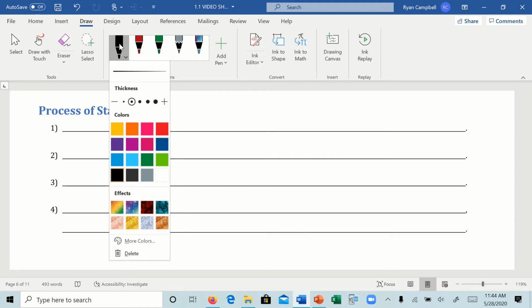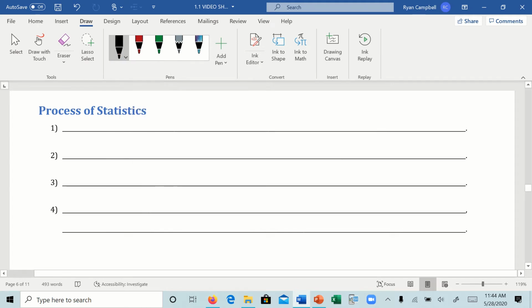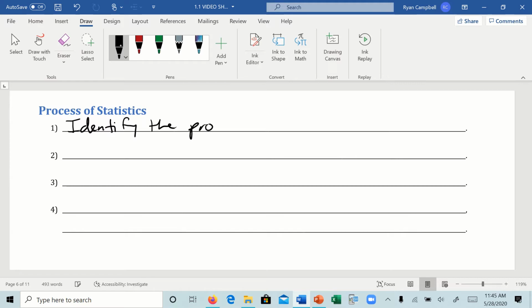All right, so now let's talk about the process of statistics. If you're trying to do a statistical experiment, these are the steps that you would need to do. So first, identify the problem or the objective, right? If you don't know what the problem is, then you can't actually do a study on it. If you don't know what the objective to the study is, you're kind of wasting a lot of time.